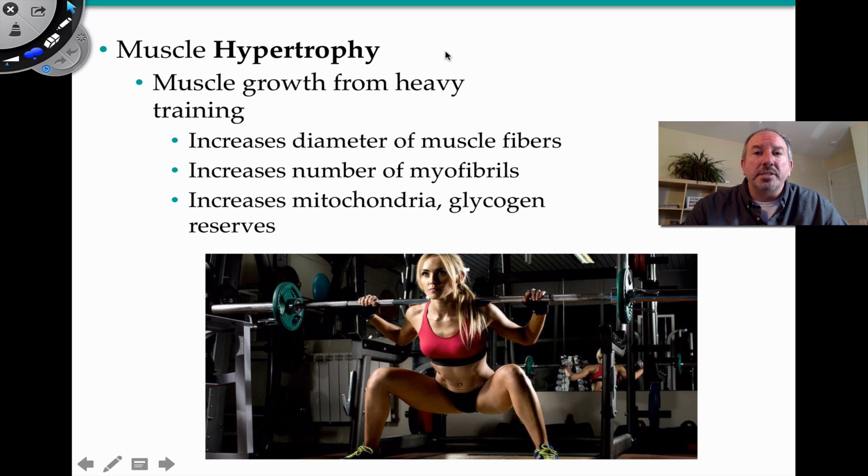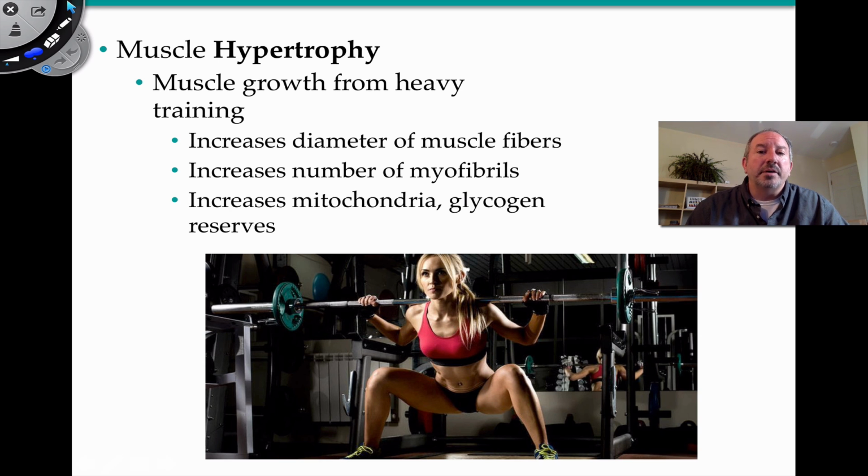Now, I also wanted to mention this conversation, since we're talking about muscle fibers and types. If you're talking about building muscle, enlarging muscle, it's referred to as hypertrophy. So, muscle growth from heavy training. What that actually culminates in is the diameter of each muscle fiber will increase. There's more myofibrils being produced inside each of the cells, and there's also an increase of mitochondria and glycogen reserve. So all of this is very good.